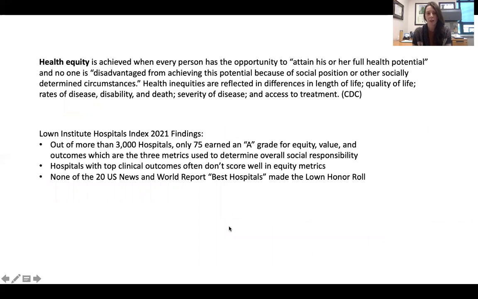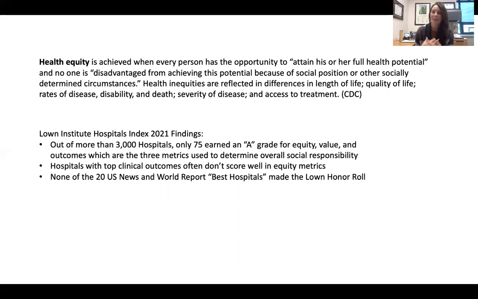So health equity along these lines is a term that we hear a lot, and this is the CDC's definition or explanation of what health equity is. Health equity is achieved when every person has the opportunity to attain his or her full health potential, and no one is disadvantaged from achieving this potential because of social position or other socially determined circumstances. Health inequities are reflected in differences of length of life, quality of life, rates of disease, disability, and death, severity of disease, and access to treatment.